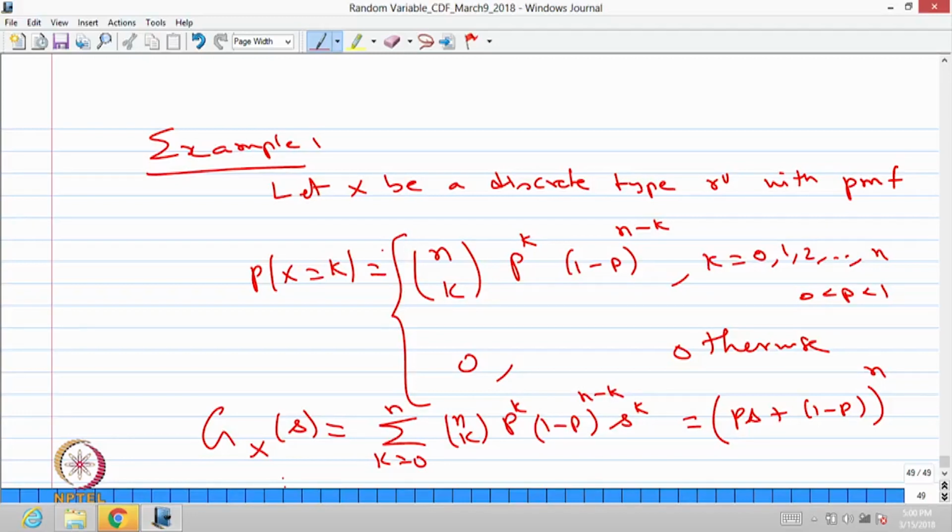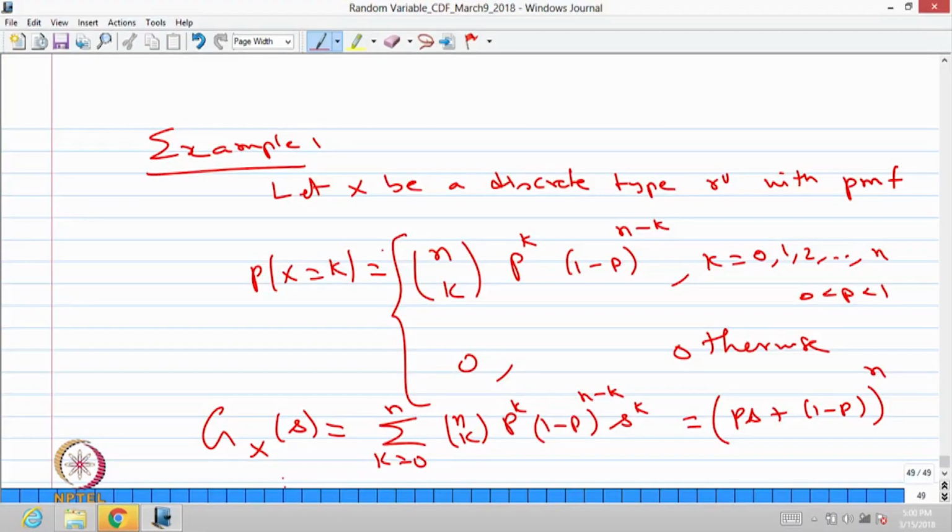Later we are going to introduce this random variable as a binomial distribution with the parameters n and p. P lies in the open interval 0 to 1, n is a positive integer, and the probability generating function is p s plus 1 minus p whole power n.